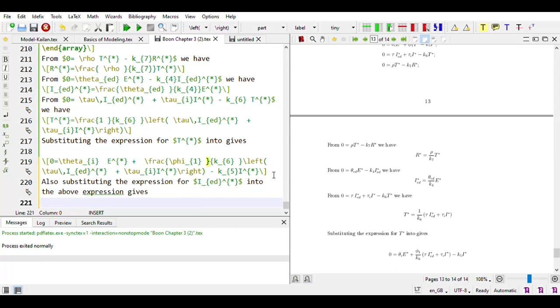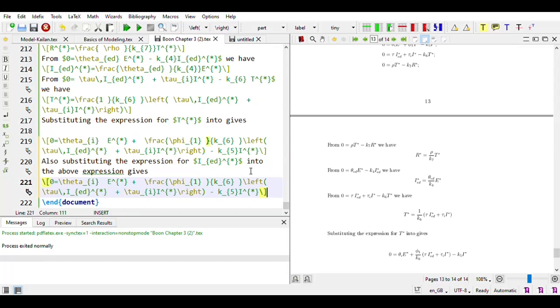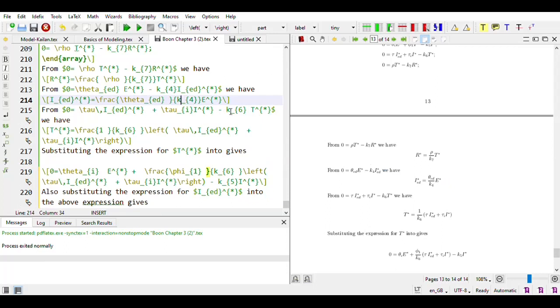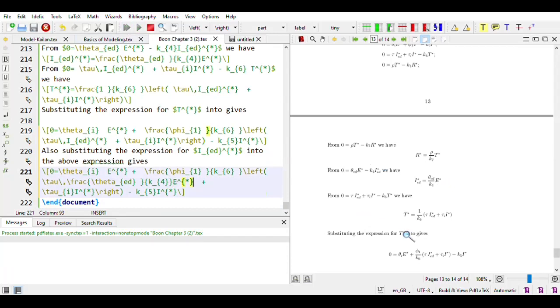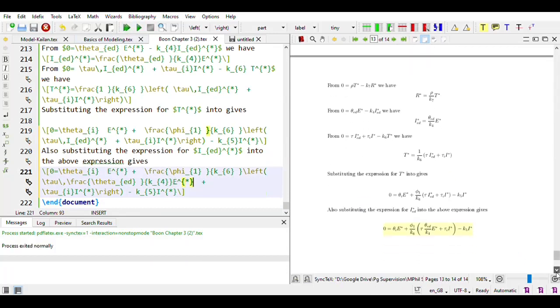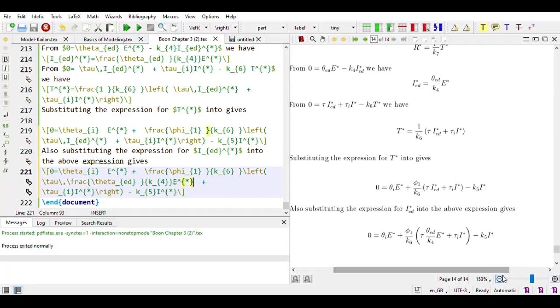should give us, I just copy all of that and paste in the next line, and I'll copy the expression for I_ED, right? I_ED has been written as theta_ED over K4 times E. So I come and put the expression for I_ED here, right? In place of I_ED, I will place it inside here, and I'm going to have this expression, right? Okay, so it's this expression that we get.